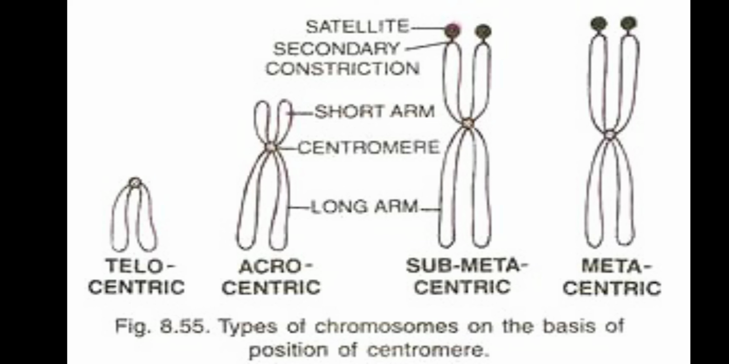So only two arms are visible. Okay, I repeat, in metacentric, centromere is present at the center, both the sister chromatids are equal in size. In submetacentric, centromere is slightly located away from the center, so one is long, another is slightly short. In the third type, acrocentric, it is present away from the center, so one chromatid arm is very long, another is very short, and in telocentric it is present at the terminal end.